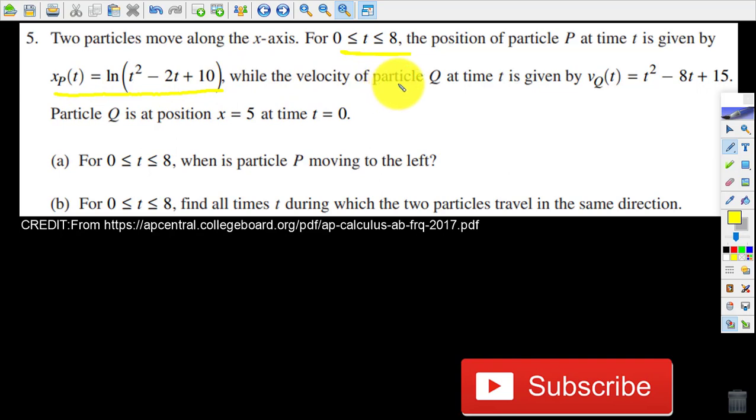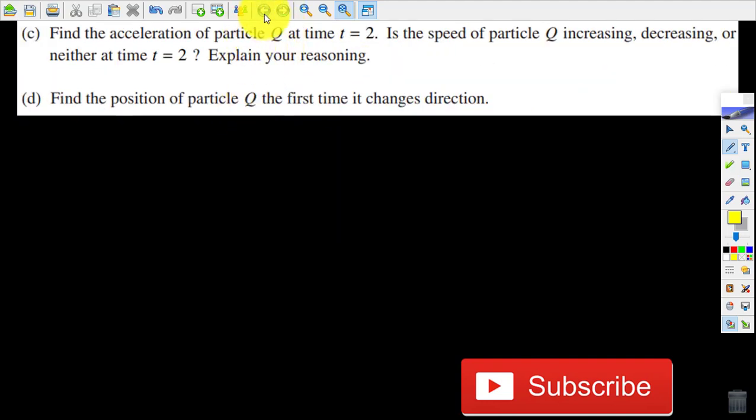The velocity of the particle Q is given by this function, and particle Q is at position x equals 5 when time t is equal to 0. So basically x_Q of 0 is equal to 5. We need to write this down first. This is our given condition. We're going to try to solve 4 problems about this situation.